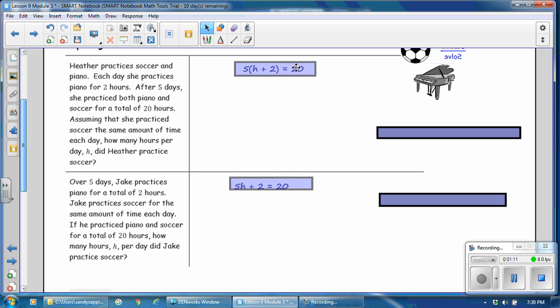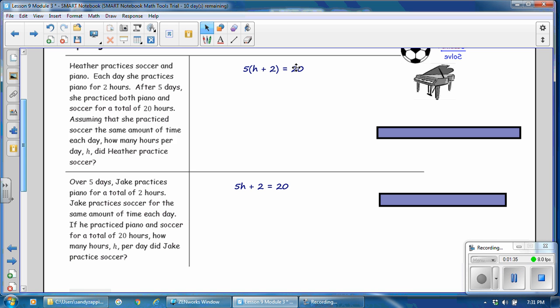So Heather's equation is 5 times the quantity h plus 2 equals 20, where 5 represents the 5 days. We add together h plus 2 because h represents the amount of soccer every day and 2 represents the piano every day. So we add those together and then multiply them by 5, and that equals 20 hours of practice.